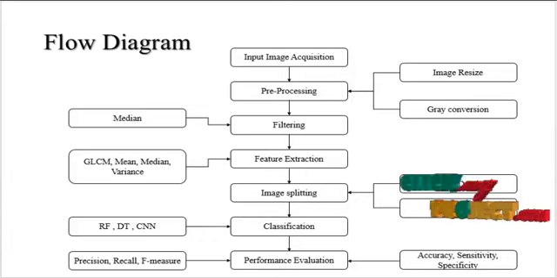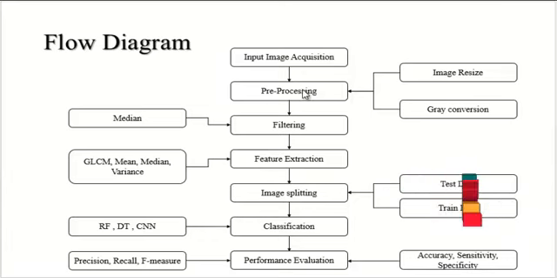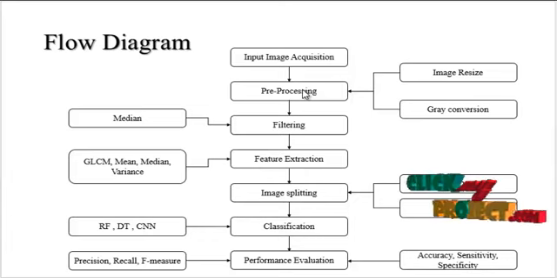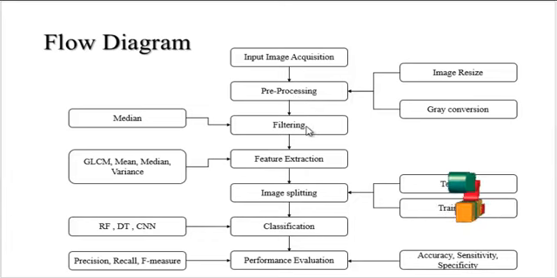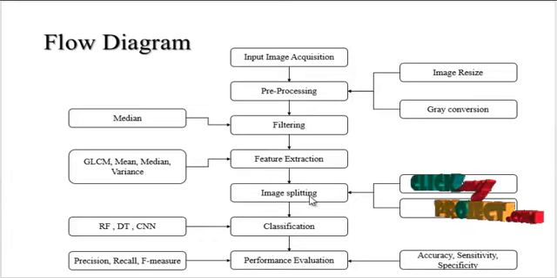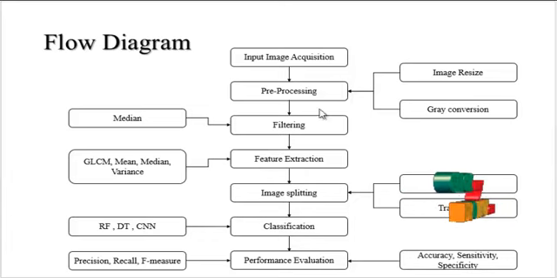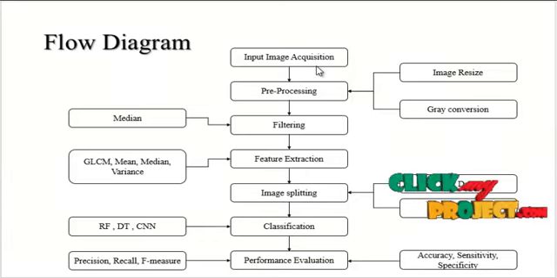Now we are going to discuss the flow diagram of the process. This is the overall working flow of this project. This project consists of modules such as input image acquisition, pre-processing, feature extraction and filtering, then image splitting, classification, and finally performance estimation.